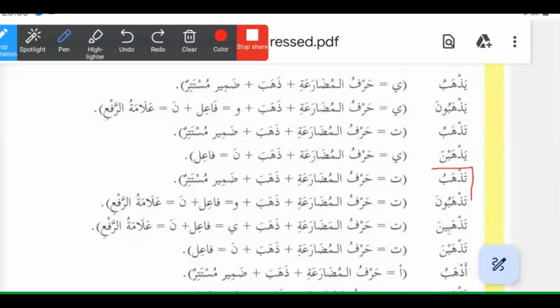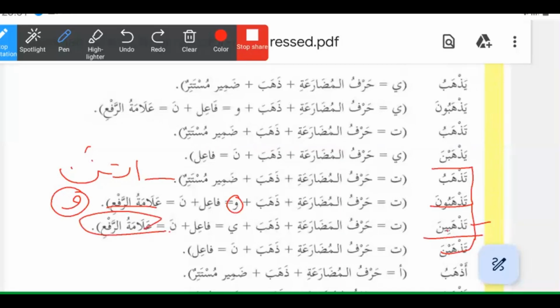Likewise, for mukhatab, male and female: ta is harful mudari', zahaba is the fa'il, and the zamir is mustatir, meaning anta. Likewise, tazhabuna: harful mudari', zahaba is the fa'il, waw is the doer of action, noon is the alamatu rafa'. As I told you, the normal form is dhamma. Then we have tazhabina for the female mukhatab: harful mudari', zahaba fa'il, ya is the fa'il, and noon is the alamatu rafa'. Like tazhabna, the same, zahaba, noon is the fa'il.